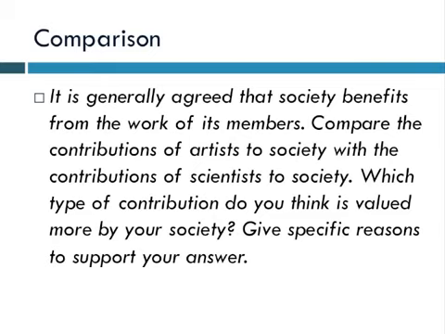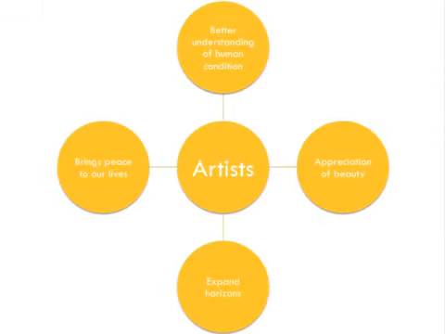Now again, we're just thinking about the idea that we have to look at both sides. So we're actually going to do this activity twice. One thinking about the artists, and then another thinking about the scientists. So first, let's start with the artists. Here are the 4 that I came up with. I'm going to give you 30 seconds. See which 2 you would choose.